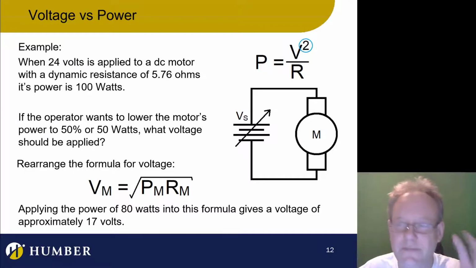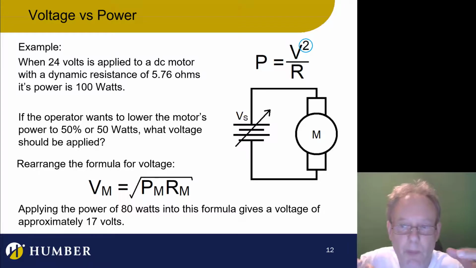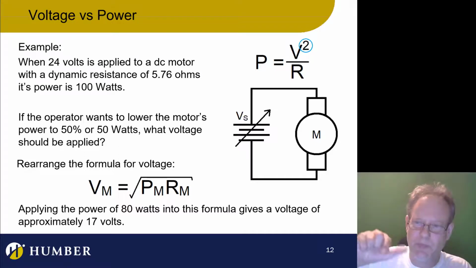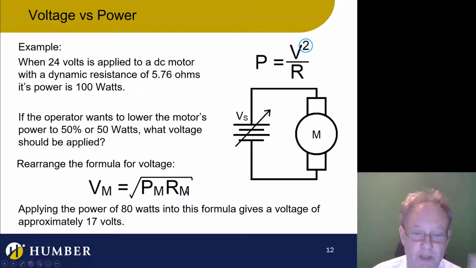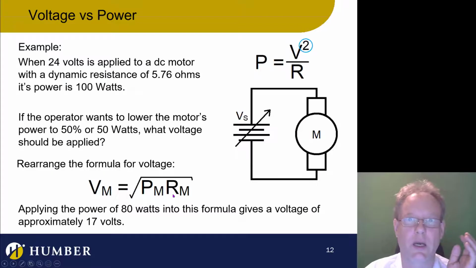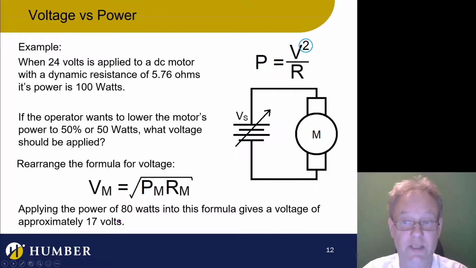We'll just say that it's linear because it's a ballpark kind of feeling. Often we want to just play with the adjustment. But let's do our ballpark adjustment, and we're going to use this formula. Oh, look, I put subscripts in my formulation. Applying the power of 80 watts into the formula gives us a voltage of 17 volts. So if I needed 80 watts and I plug the numbers in, I'd need 17 volts. So 100 watts at 24 volts, 80 watts at 17 volts.